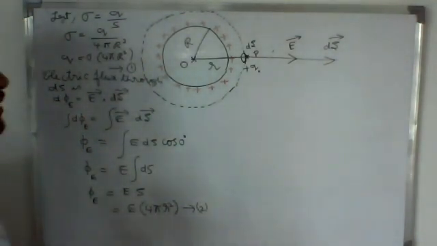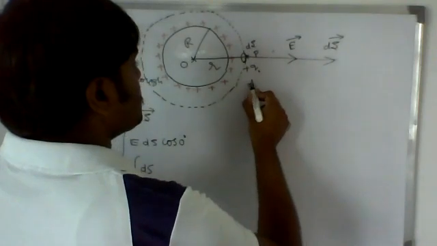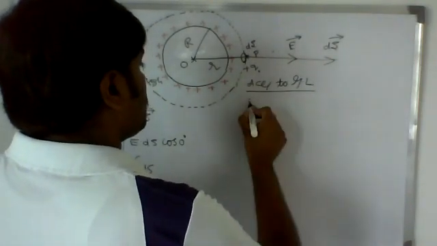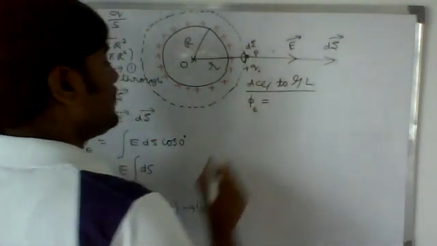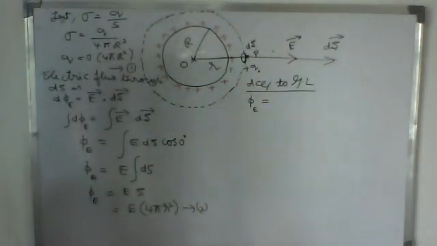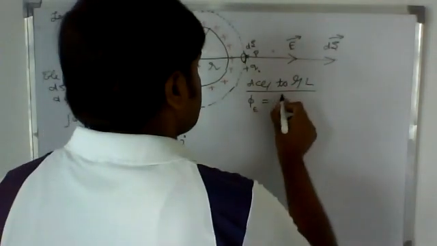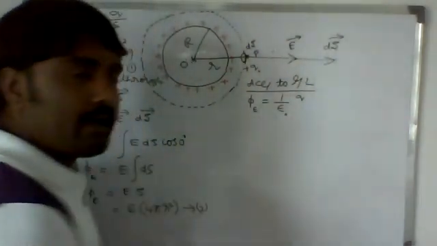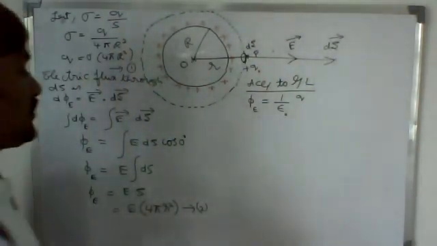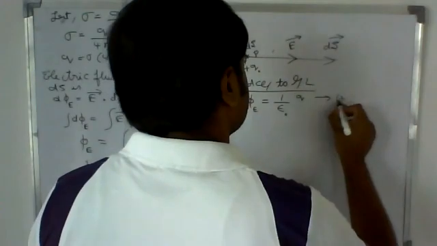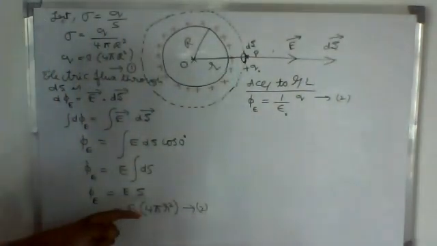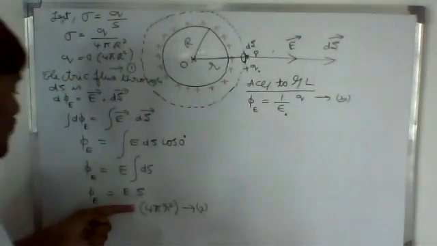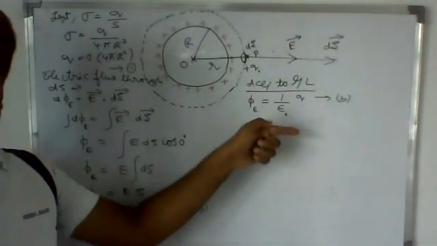Now apply Gauss's law. According to Gauss's law, the total electric flux through any closed surface is 1 over epsilon naught times the net charge enclosed by the closed surface. Call this equation number 3. Now take equation 2 and equation 3.